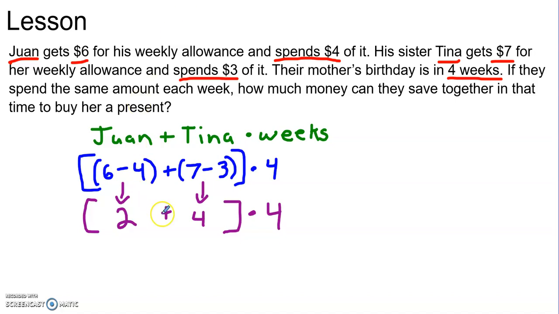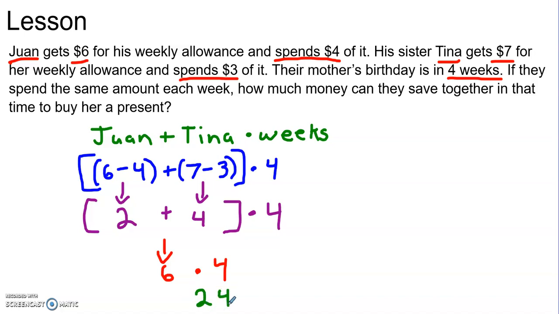Now that I have that, I go to my outer grouping. I'm not done with the order of operations of parentheses, because brackets are still counted as parentheses. So now I need to add this part. 2 plus 4. 2 plus 4 is 6. Now I can drop the brackets because I solved everything that's in them and just multiply it by 4. Copy everything down. So now I can do 6 times 4. 6 times 4 gives me 24.